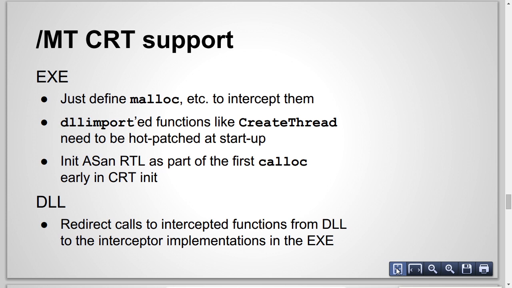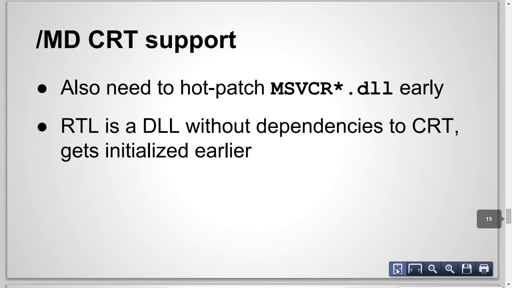Also, as I said earlier, we have to allocate the shadow memory range as early as possible in the process lifetime. So we do that while executing the first memory allocation call in the CRT initialization. In the DLL, we just define the same set of functions and redirect calls to the main executable implementations. The dynamic runtime also has to hot patch the dynamic DLL runtime. So we build our ASan runtime as a DLL with as few dependencies as possible, so it's initialized early in the process lifetime before the C runtime is initialized.